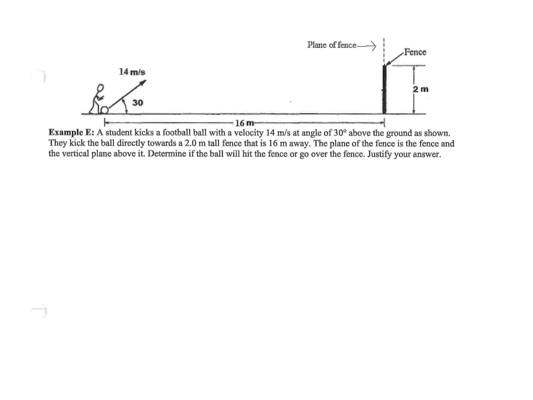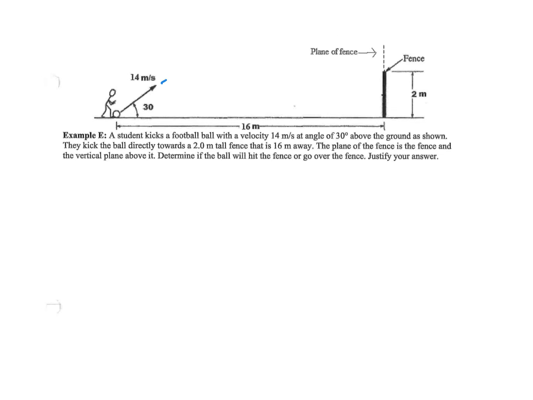This one's actually a little bit easier. We want to know if when this thing is shot, does it make it over the fence or does it hit the fence? Boom. We don't know. So what we have to figure out is what the actual delta y is and then compare it to 2 meters. Okay, so that's what I'm going to do.